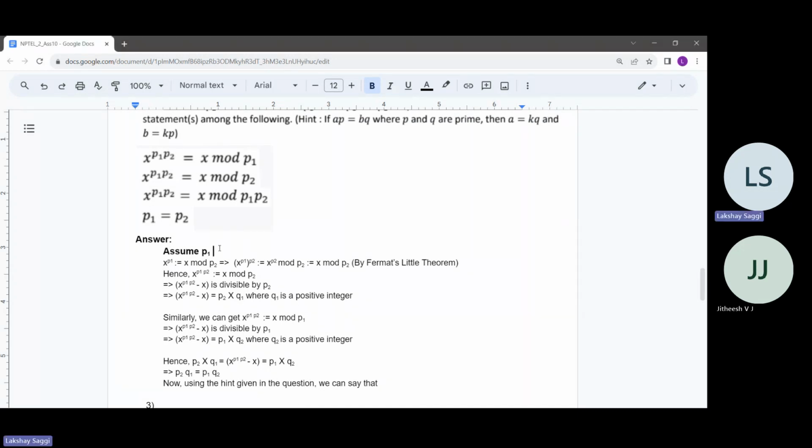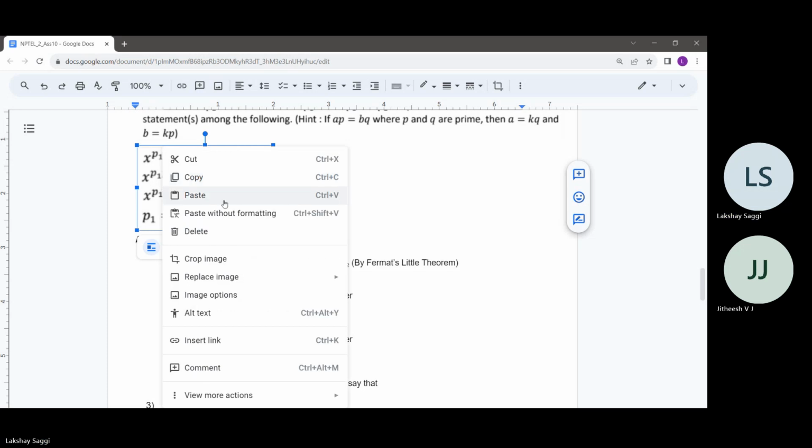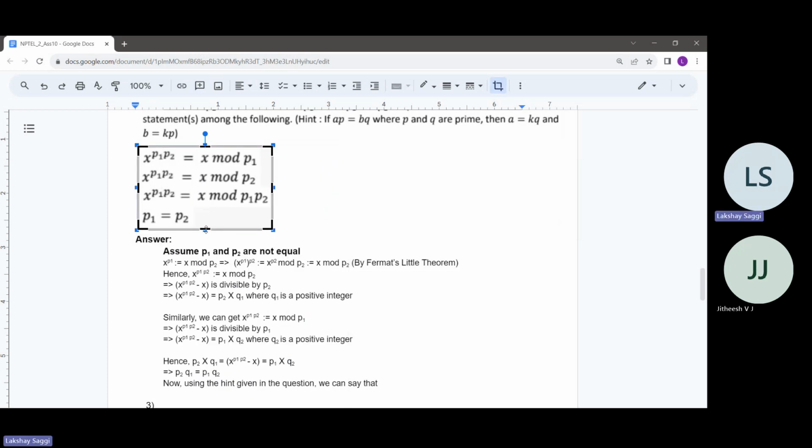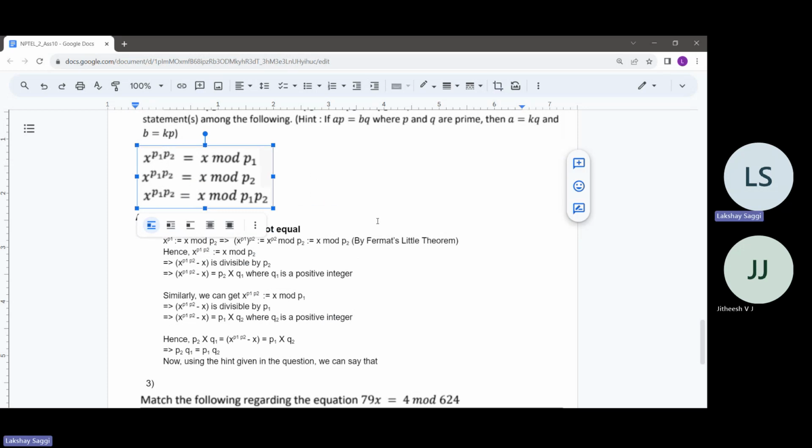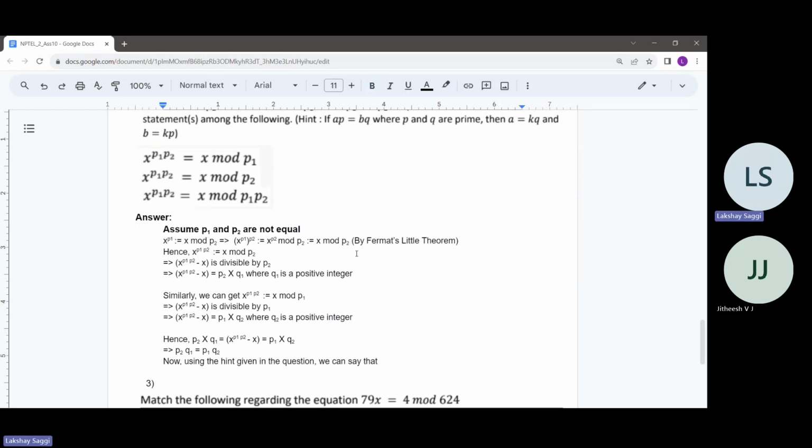Okay, for now, let's just assume that P1 and P2 are not equal. And let me just remove this option D here so that it's a bit easier to follow. Otherwise it can get confusing, because this hint is only true when P and Q are not equal. If P and Q were equal, then P and Q will cancel and A will always be equal to B, and it need not be the case that A equals KQ and B equals KP. So that's why let's not consider something like that.